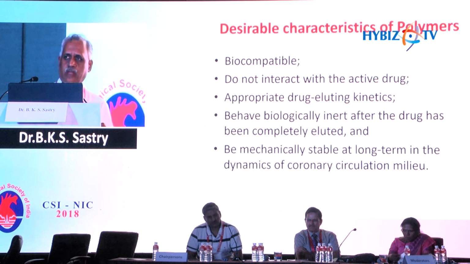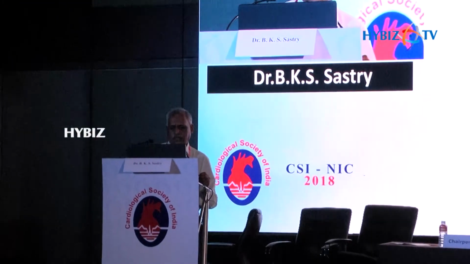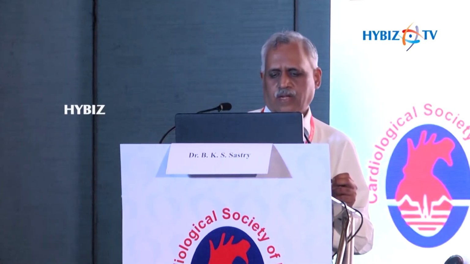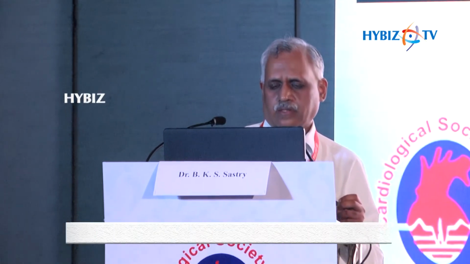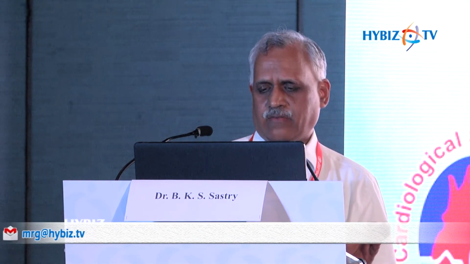And what should be the characters of the polymers? They should be biocompatible and not interact with the active drug. Appropriate drug-eluting kinetics should be there, and they should behave biologically inert and be mechanically stable in the long term in the dynamics of the coronary circulation. So, the polymers can be inert and active. The passive ones, they tried initially with heparin, gold, carbon, silicon because they do not interact and they do not produce any inflammation. But actually, the gold coated stent came sometime back, and they produced higher rates of restenosis. So, they are not much in use. We use the active coating polymers.